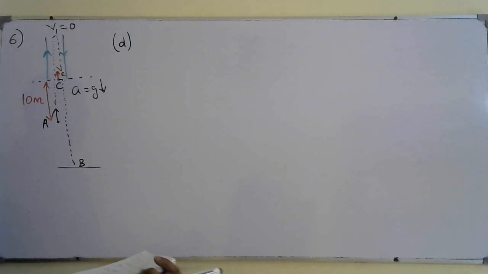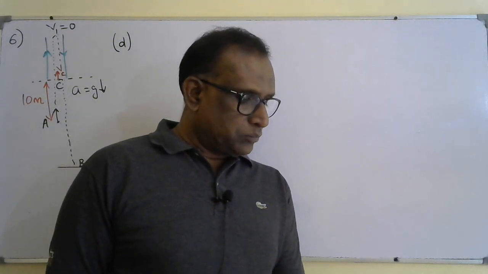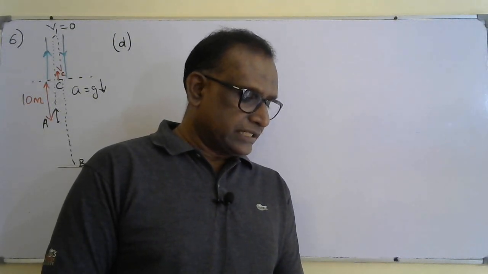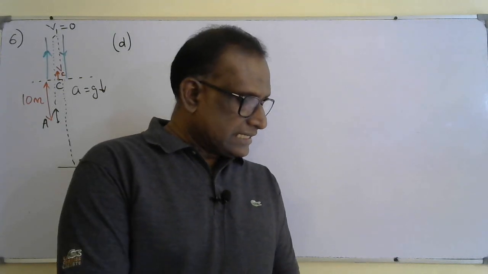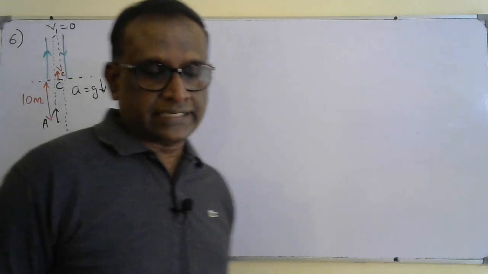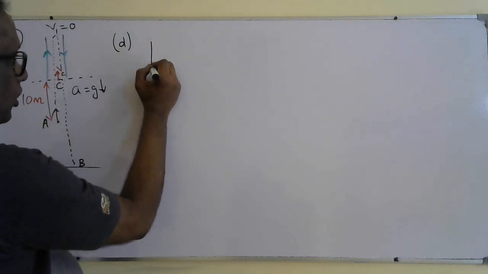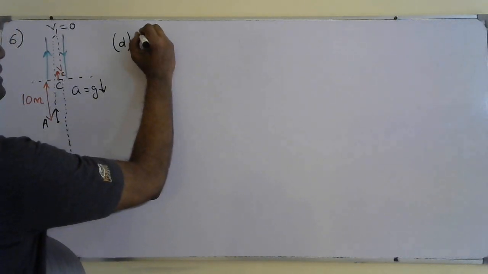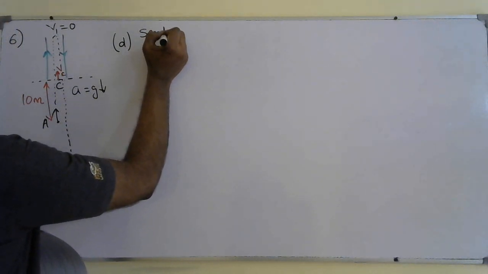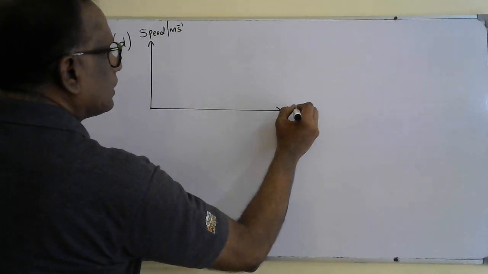Okay, so: sketch a speed time graph for the motion of the particle from projection to the instant that it reaches B. Okay, speed time graph, not velocity time graph. So a speed time graph is a scalar quantity, speed, so it will always be on the positive side. So this is speed, meter per second. This is time, second.